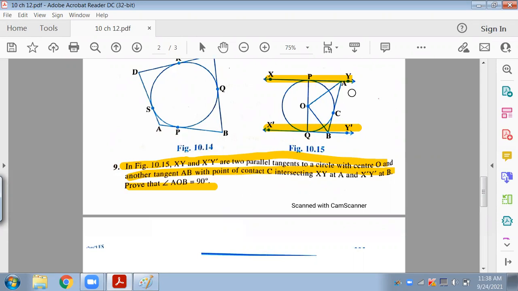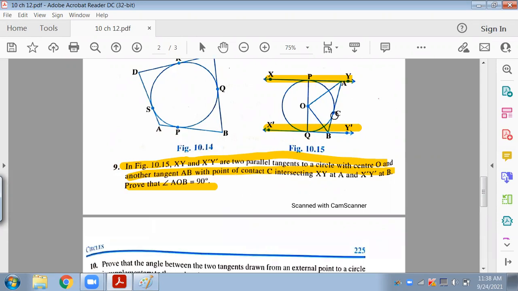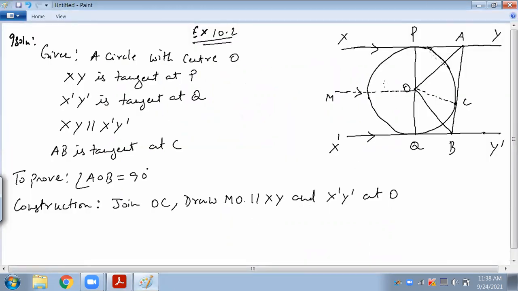That means AB is a tangent at C, intersecting XY at A and B. You have to prove that angle AOB is 90. You have to show that angle AOB is 90, this angle 90. So I've drawn the figure and I've written the given.